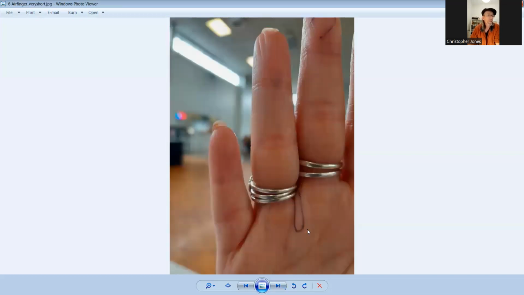Oh, and on the other hand, here is a very, very small and very low set air finger as well. This finger looks really stunted. As you can see, obviously it's an older woman, but this finger being so short and low set is probably one of the most extreme versions of this finger I've seen.